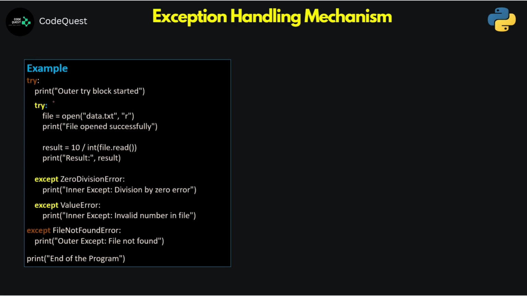From this try block, this is the corresponding inner except block, and this is also another inner except block. This entire try and except we have kept within the outer try. This try block has its own corresponding except block, like FileNotFoundError, which has some message to be flashed. This is the end of the program statement, which is beyond all of this try except. Now let us look into the various cases and how this program is going to behave.